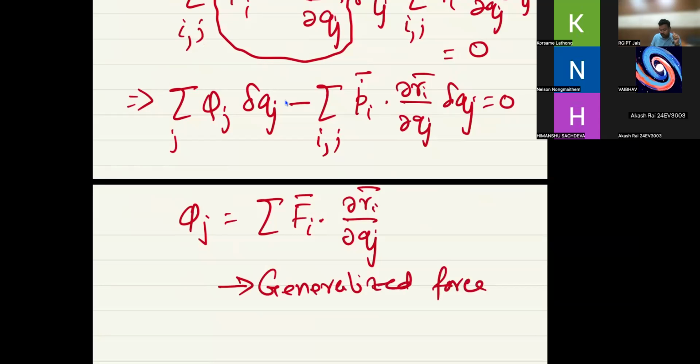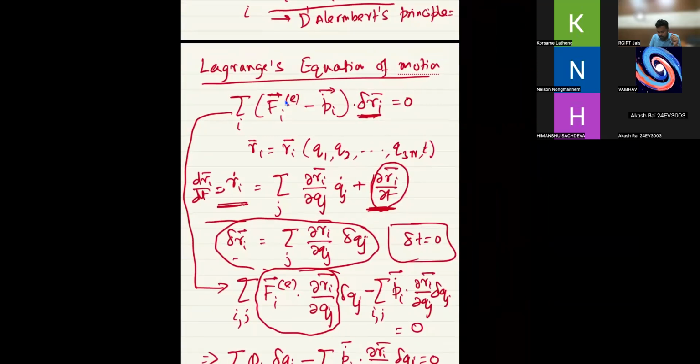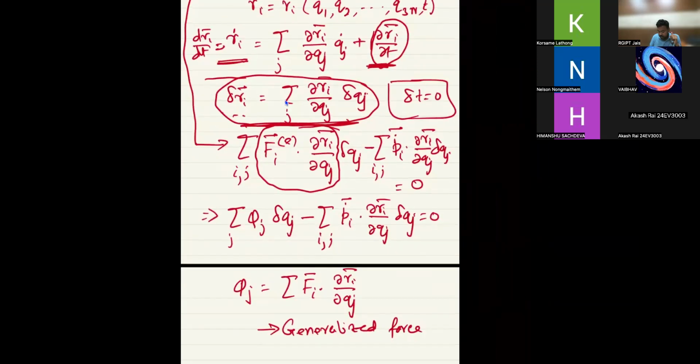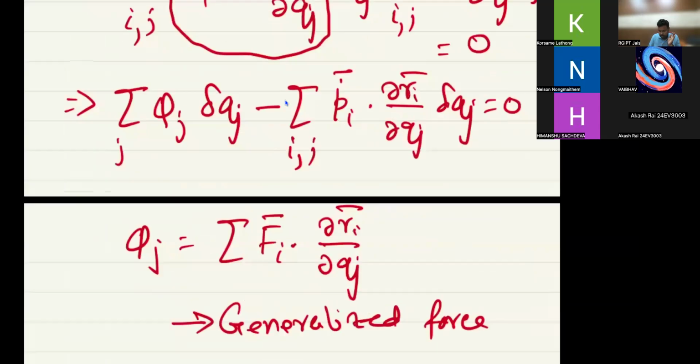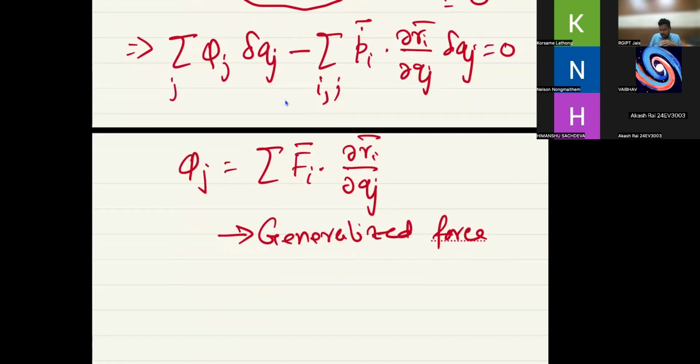So I have not done much here. I continued with D'Alembert's principle, and then I replaced this delta Ri by this expression for delta Ri. And then I wrote that Qj is equal to Fi dot del Ri by del Qj, and this Qj we call the generalized force.